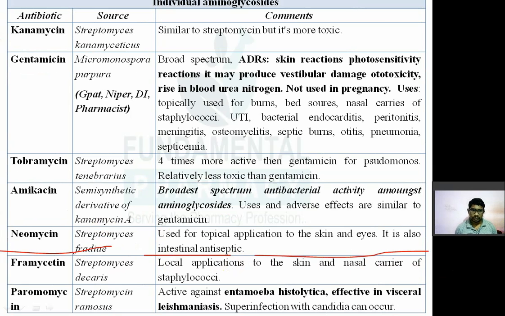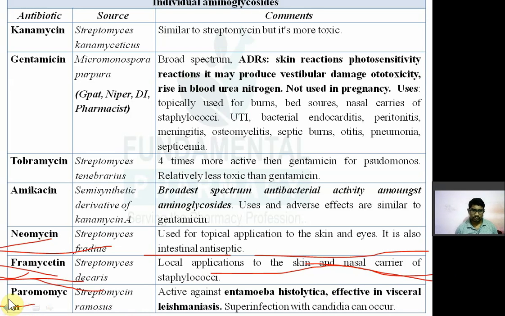Then framycetin. So it is obtained from Streptomyces decaris. तो ये सोर्स याद रखो उसका, Streptomyces decaris. Okay, so it is also a topical antibacterial drug. So local application to skin and nasal carriers to staphylococci. तो इसका एक क्रीम आता है, नियोमाइसिन का भी क्रीम आता है आपको, एक 10 रुपीज में 10 ग्राम का क्रीम आता है नियोमाइसिन का. देन फ्रामाइसिटिन का भी एक क्रीम आता है, सोफ्रामाइसिन नाम है इसका.